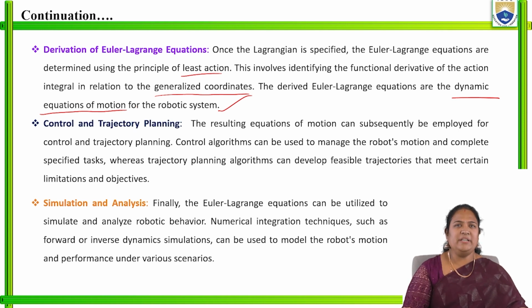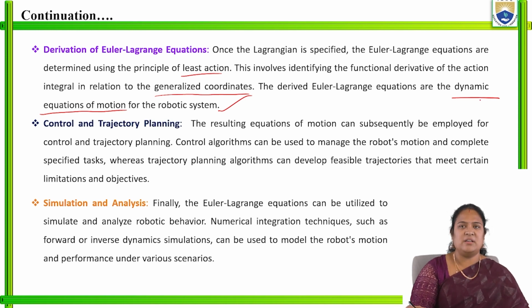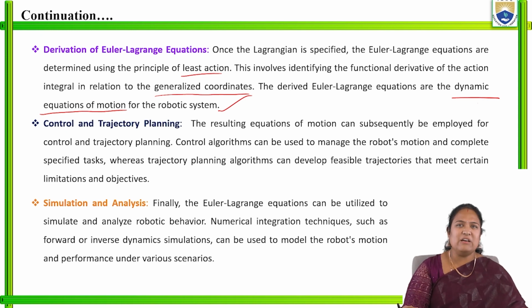So for any robot which is moving with some motion, where we need to determine its position or orientation, any equation which has been determined by its dynamic equation of motion will be solved by the Euler-Lagrange equation.